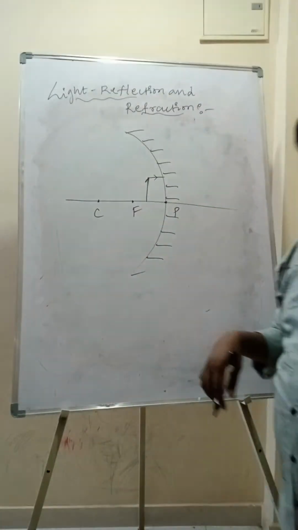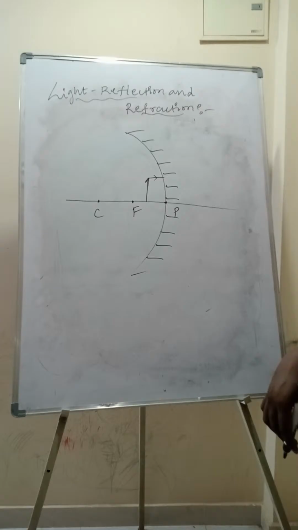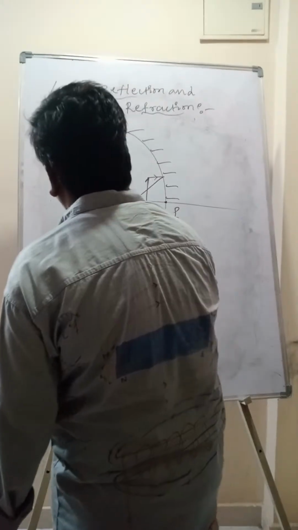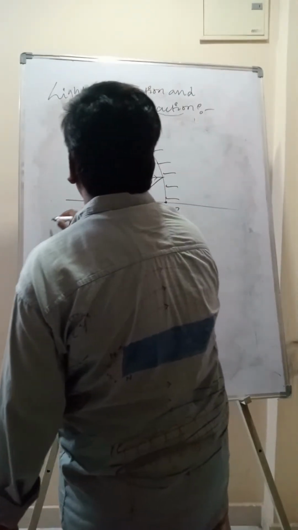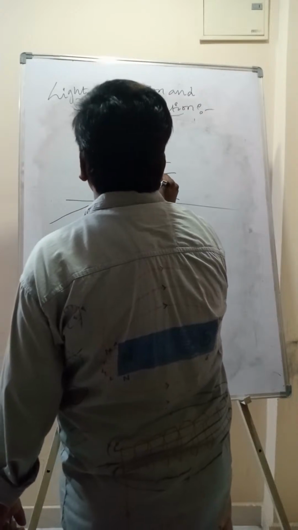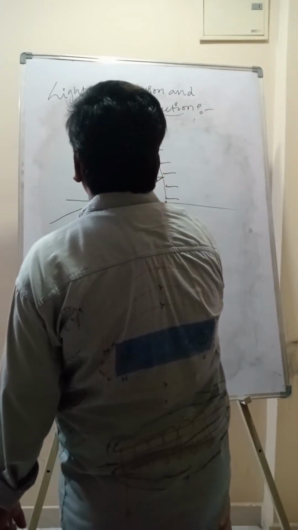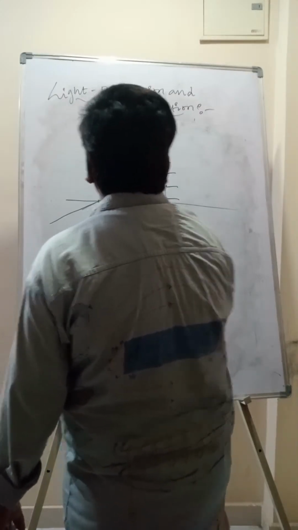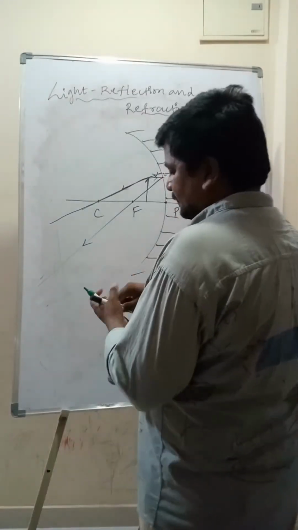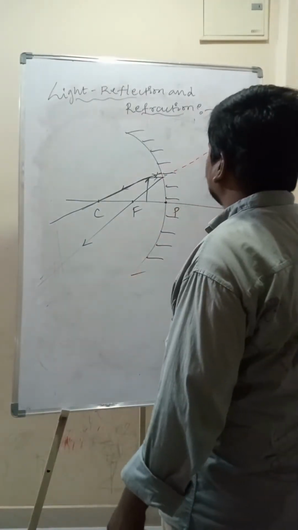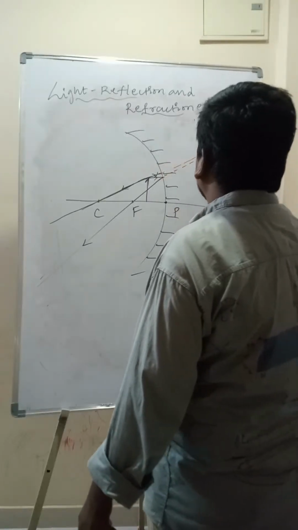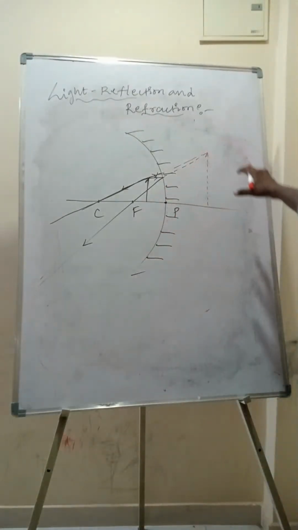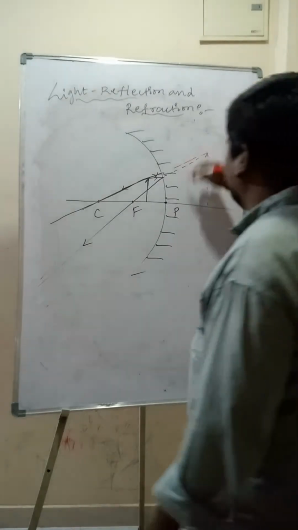One light ray I am considering, so it will be reflected back. It passes through the focus. Another light ray passes through the center of curvature. If we extend these light rays, the image will form behind the mirror. So here is where the image will form.